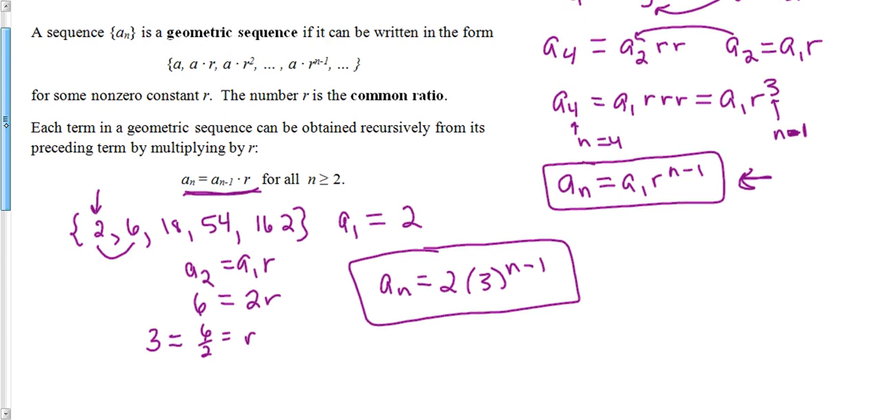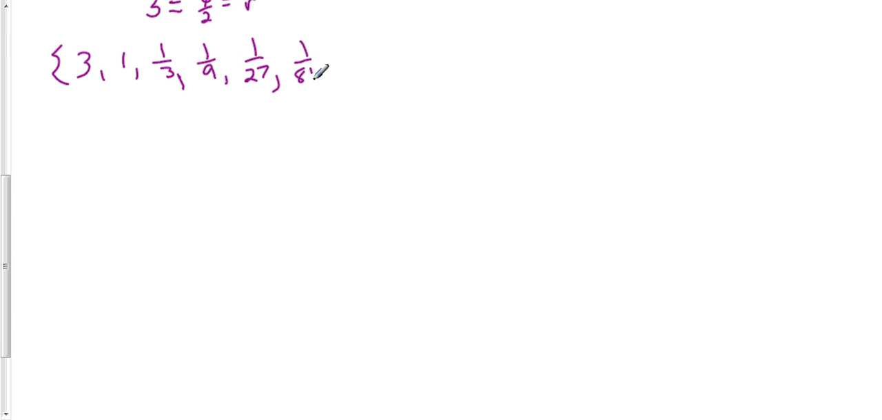All right, I would like to look at one more that's going to have something a little bit different in the elements of our sequence. This sequence has elements 3, 1, 1/3, 1/9, 1/27, and 1/81.